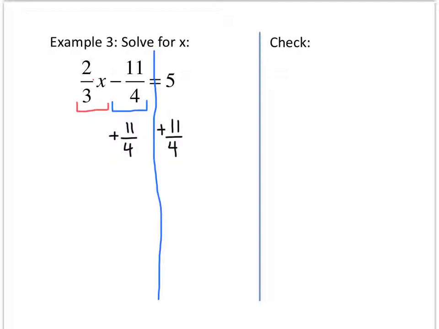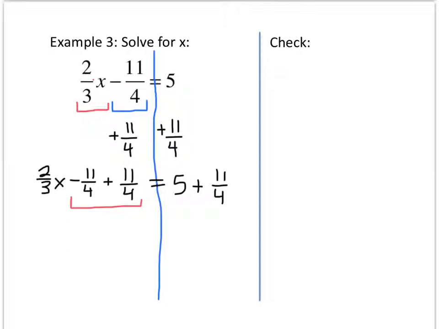Okay, now this is going to give me 2/3 x minus 11 over 4 plus 11 over 4. And on this side I still have 5, and now that plus 11 over 4. So now I recognize on the right hand side, negative 11/4 and 11/4 add to 0. So I'm just left with that 2/3 x here. Now to add the 5 and the 11/4, I need a common denominator. We've been pretty good at this so far, but I'll write it out anyway just to be careful. That 5 can turn into, remembering that's a 5 over 1, I need to make the denominator 4.